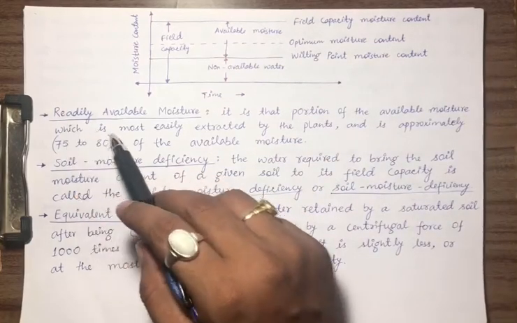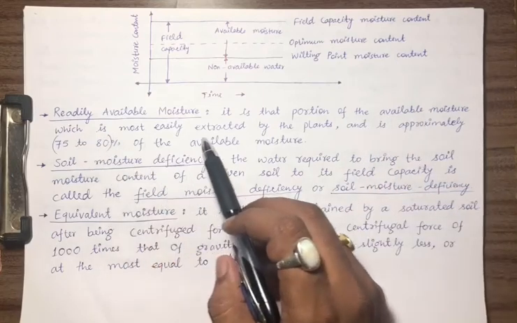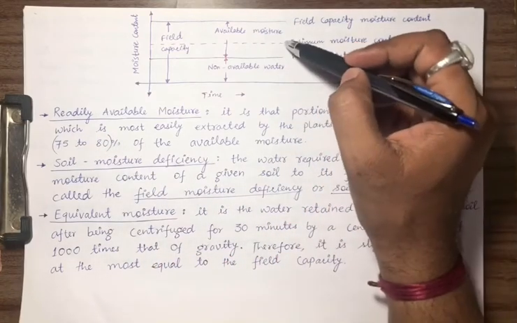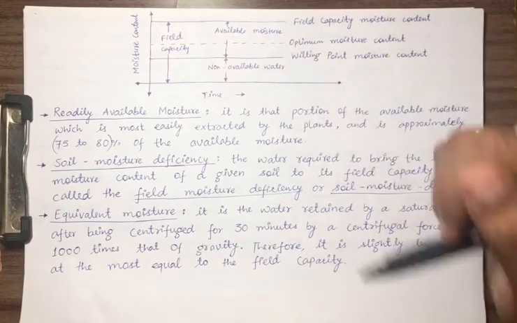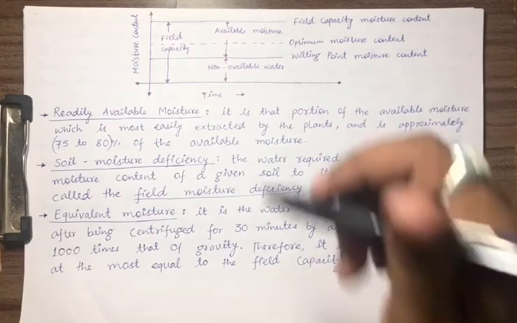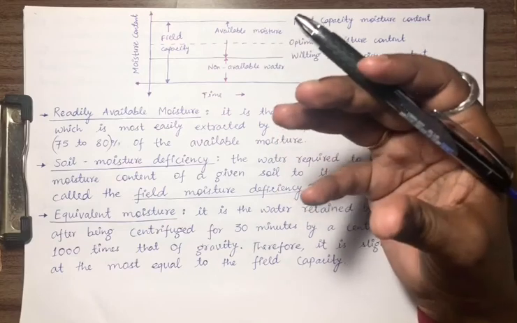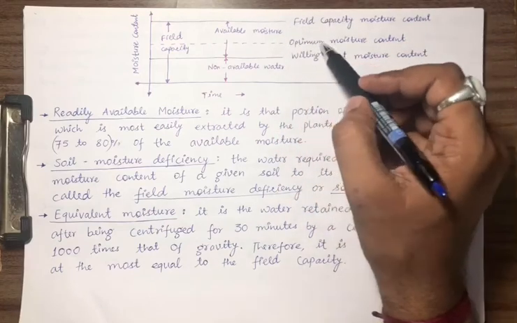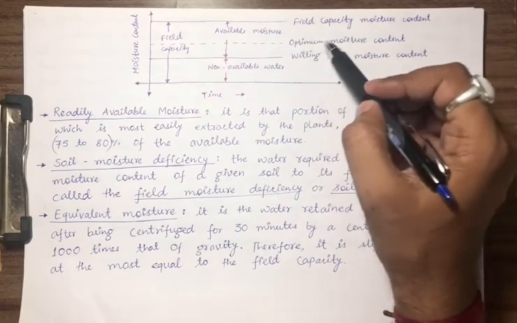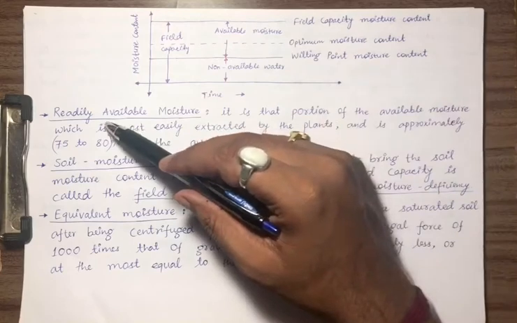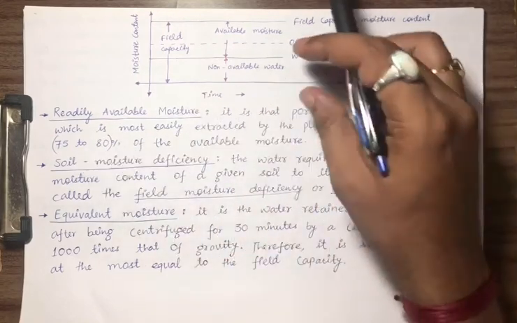So let us see what is readily available moisture. It is that portion of the available moisture which is most easily extracted by the plants. If the water is above the optimal moisture content, it is very easy for plants to extract this water. If it is below the optimum moisture content, it is tough for plants to extract water. That's why the moisture content between optimum and field capacity is termed as readily available moisture. It is taken as 70 to 75 to 80% of the available moisture.